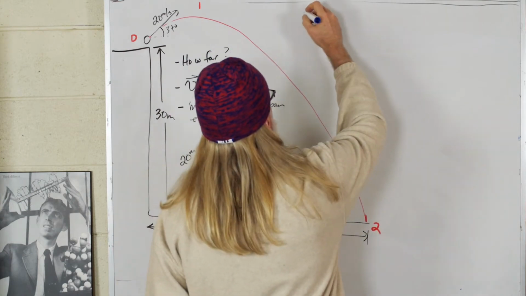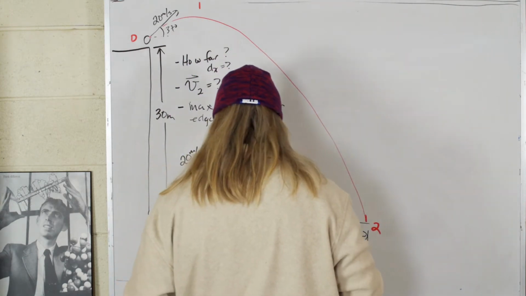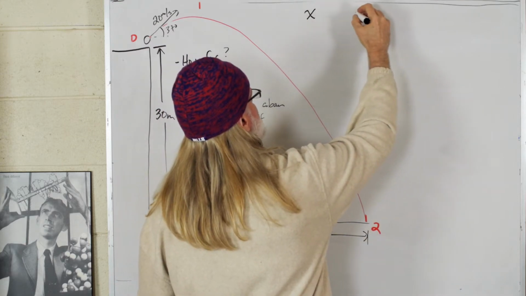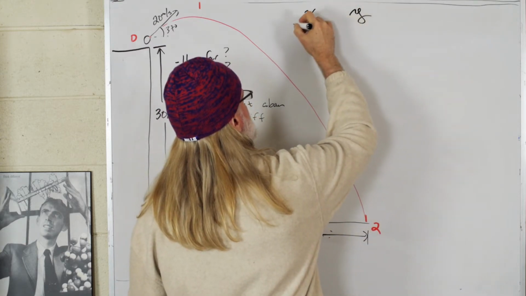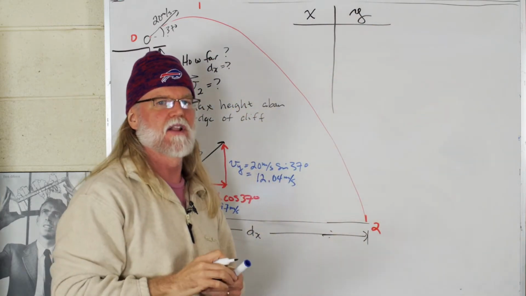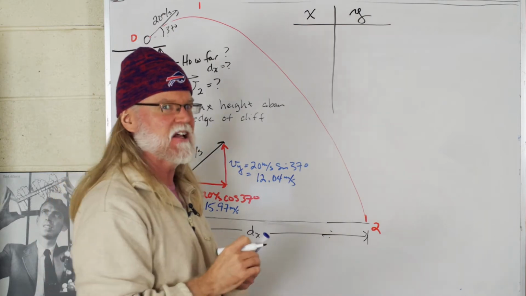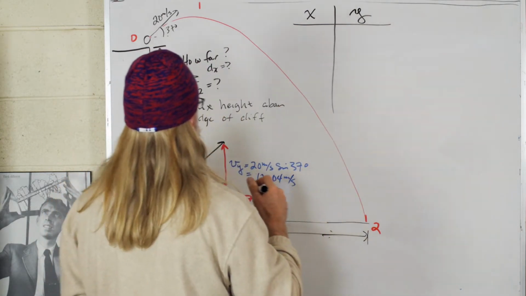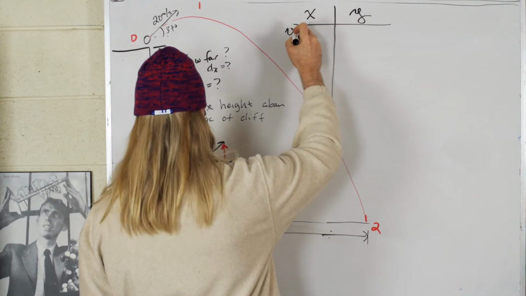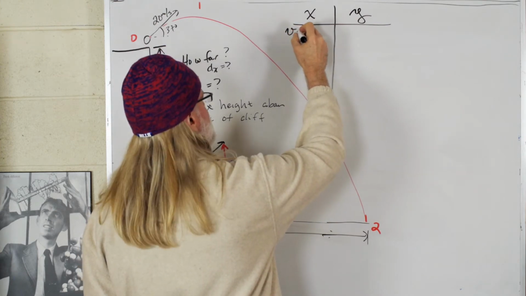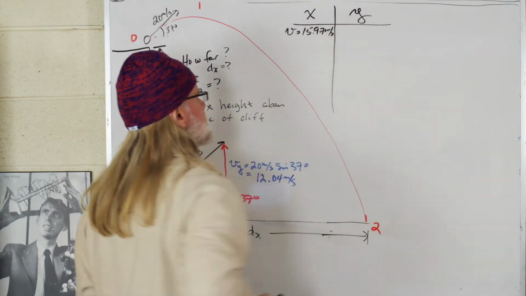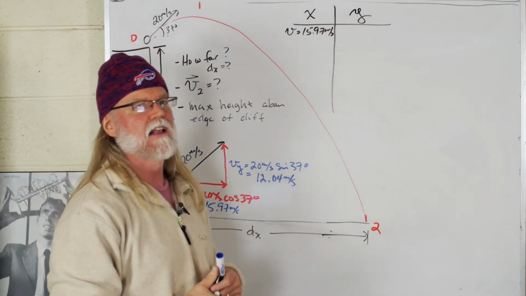So let's set up what's happening. We have the x direction and the y direction. The x direction is always quite simple because we have constant velocity. The difficulty occurs in the y direction, at least more work. So v in the x direction is 15.97 meters per second, and that stays constant.